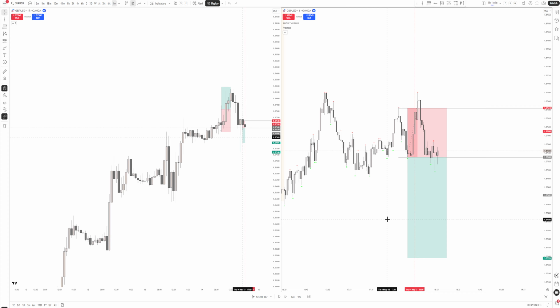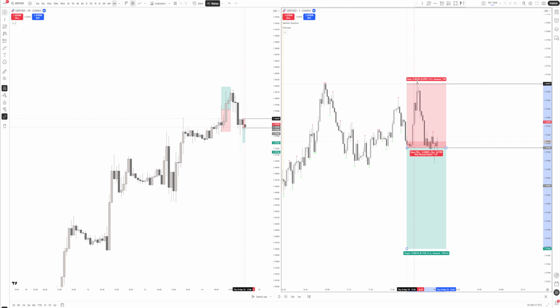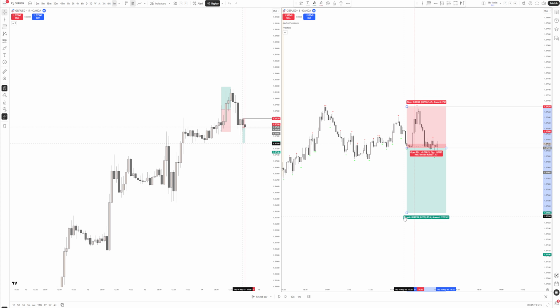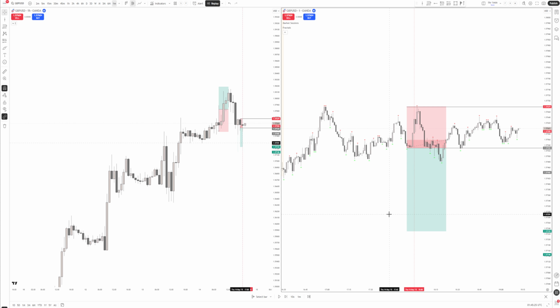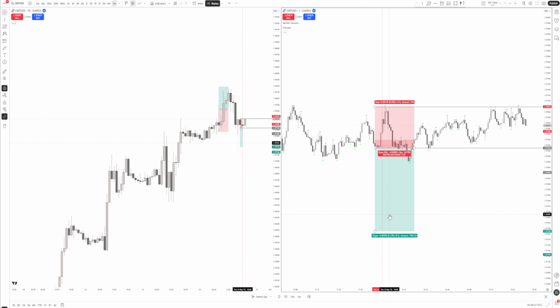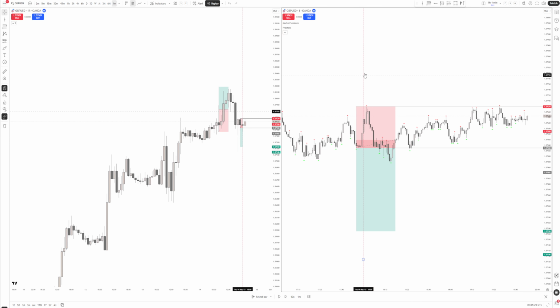And you can see that price did violate it, but now our stop loss is going to be in a much bigger position, which would mean the target would be a lot more, if we were bearish. And you can see we got stopped out there.